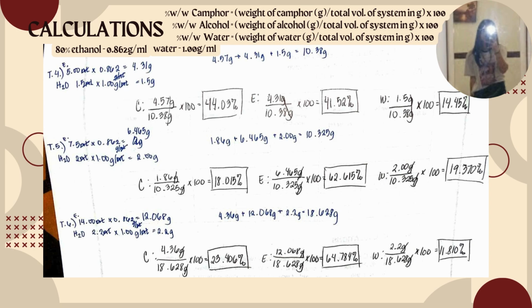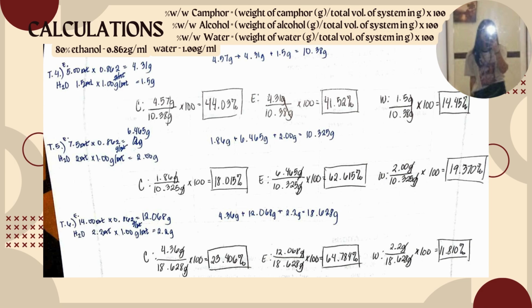For the percentage weight in weight of camphor, we have the formula: weight of camphor divided by the total volume of system in grams times 100. So we have 4.36 grams divided by 18.628 grams times 100. We have 23.406% weight in weight.